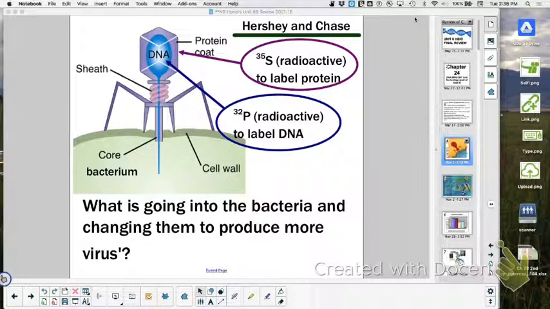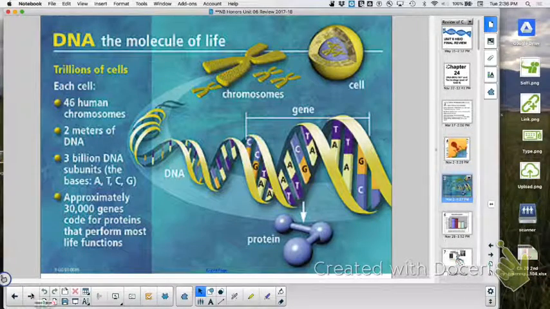Did it have radioactive sulfur in it? If it did, then what was transforming the bacteria was a protein. But if it had radioactive phosphorus in it, which it did, then you knew what was transforming the bacteria was nucleic acid. So that was one of the historical experiments.